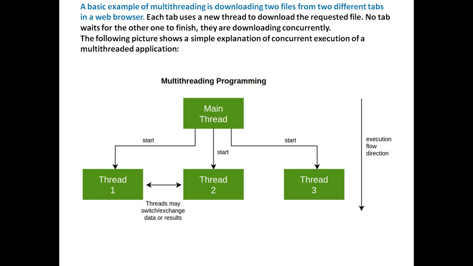A basic example of multithreading is downloading two files from two different tabs in a web browser. Each tab uses a new thread to download the requested file. No tab waits for the other one to finish. They are downloading concurrently. The following picture shows a simple explanation of concurrent execution of a multithreaded application.